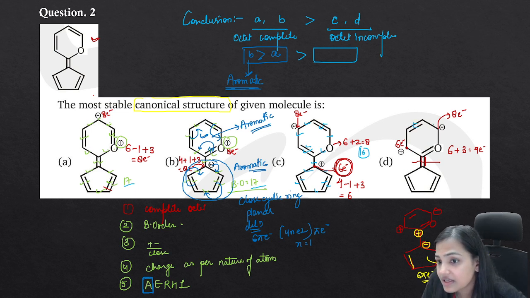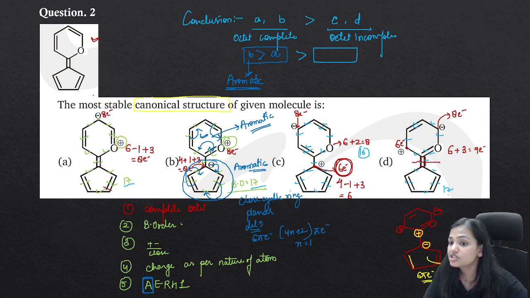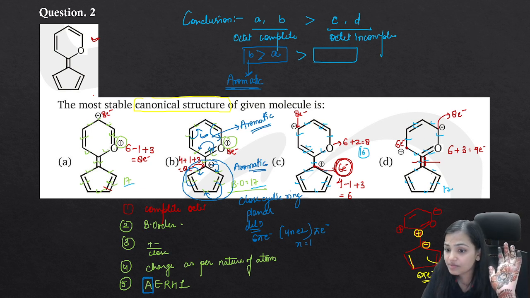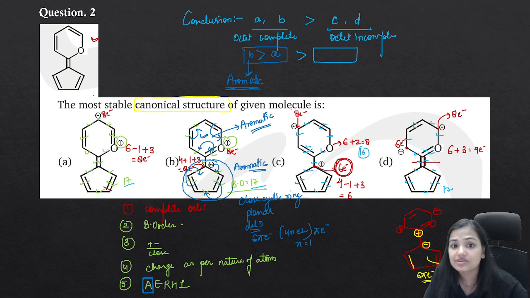And here we are getting 1 2 3 4 5 6 7 8 9 10 11 12 13 14 15 16 17. This is 17. So which is more stable? This pi bond could be broken like this, and hence it's becoming more stable. 17. So we can say that D is more stable than C. I hope I have counted the bond order correctly.